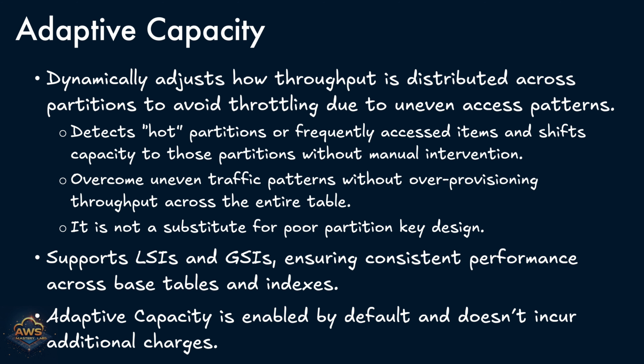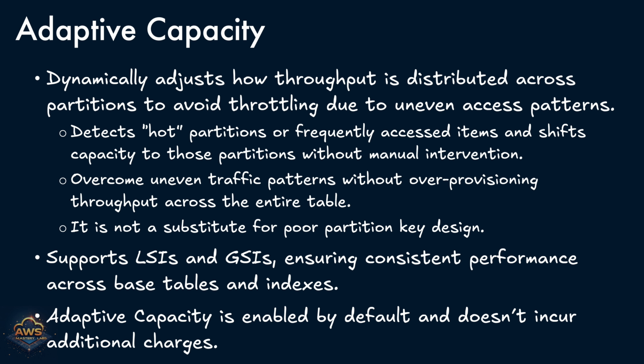In provisioned mode, adaptive capacity plays a crucial role in enabling consistent performance without over-provisioning the entire table. Instead of developers having to guess and allocate excess throughput to handle potential spikes, DynamoDB dynamically and intelligently reallocates it where it's actually needed. This results in optimized resource usage and cost savings.